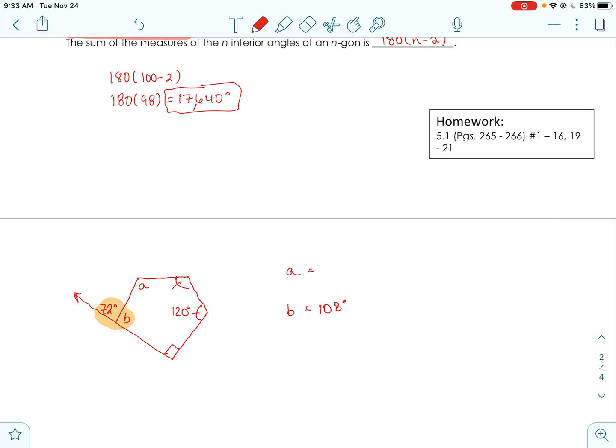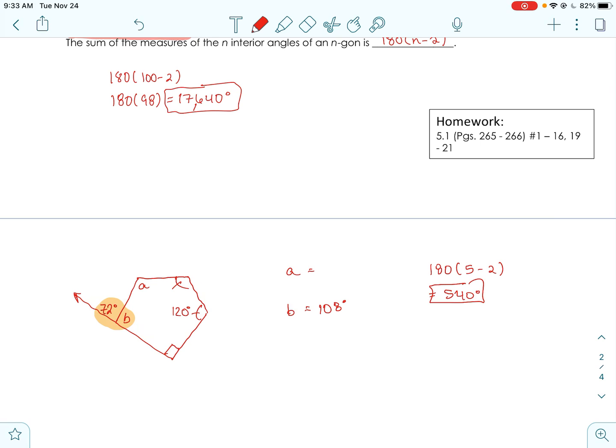So to find the total number of degrees inside that pentagon, we know that the equation we can use is 180 times the number of sides, which is 5, minus 2. 180 times 3 is going to be 540. So we know that there are 540 degrees total inside that polygon.